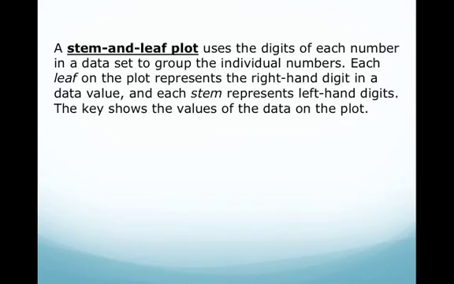A stem and leaf plot uses the digits of each number in the data set to group the individual numbers. Each leaf on the plot represents the right-hand digit in a data value, and each stem represents the left-hand digits. The key shows the values of the data on the plot.